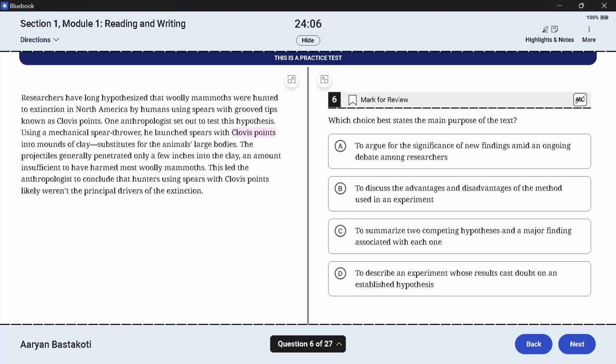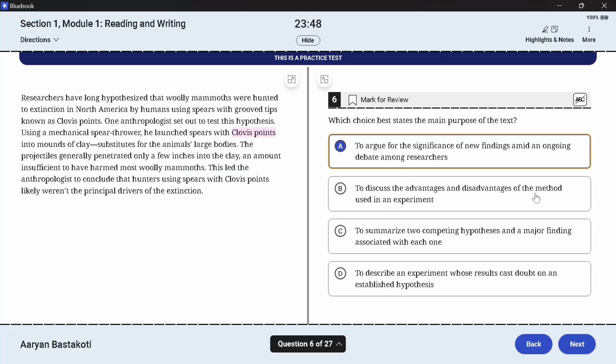Okay, so this is the hypothesis, and no, this is not it. The Clovis point spears did not kill the mammoths. This is the conclusion. So, to argue the significance of new findings amid ongoing debate among researchers. This might be the answer.